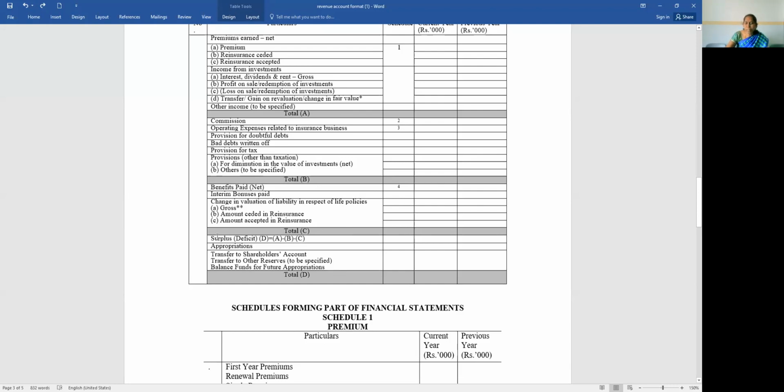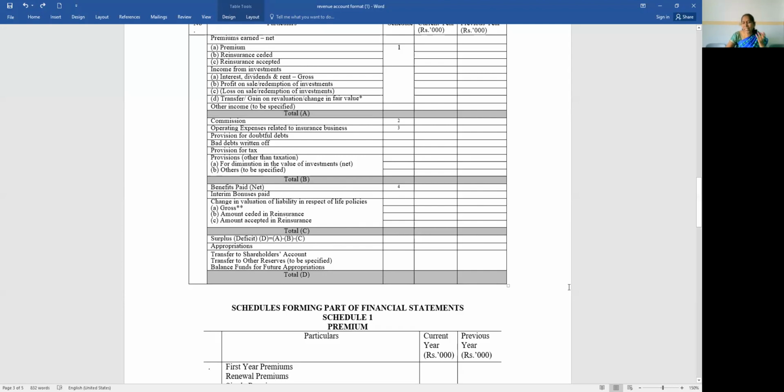How to find out the surplus? Very simple. You take the income, which is calculated under total A. So total A minus expenses B and C. So minus B minus C, you will get the deficit or surplus. If you are getting a positive number, then it is surplus. If you are getting a negative number, then it is called deficit. So you got the surplus now.